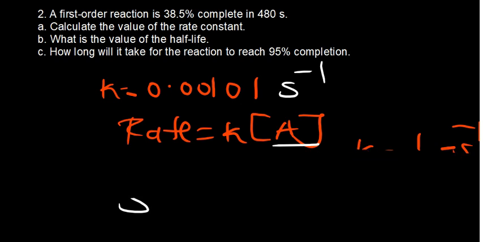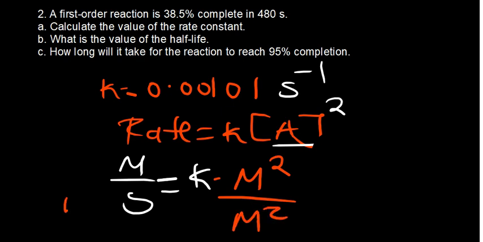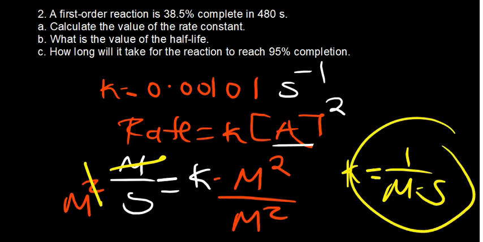So if it was a second order, it would just be what? To the power 2. And you would have molar per second, k, then your concentration would be squared, so it would be molar squared. So you divide by molar squared on both sides. The molar squared would cancel out, and you remain with a single 1 there. Your k is going to be 1 over molar multiplied by second. So these are the units for a second order constant, or it may be that you take them to the numerator.